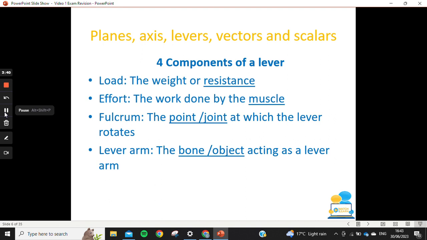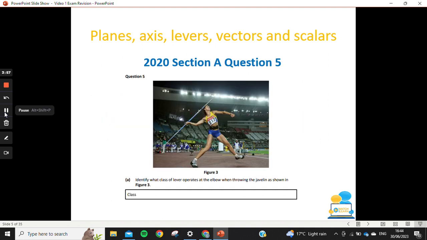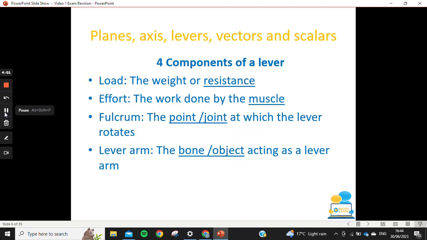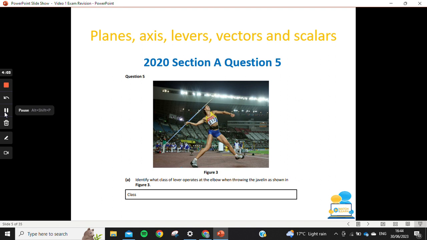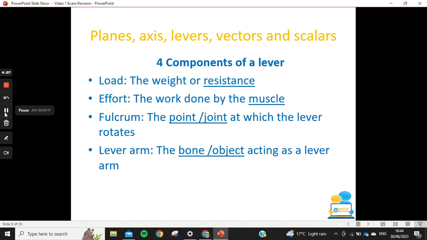The fulcrum is the point or the joint, if it's a human body that's performing the movement, at which the lever rotates, and then the lever arm, which is the bone or the object acting as the lever arm. So as we can see in this scenario, we have the javelin as the resistance. The effort is being done by the triceps muscle, which is extending the elbow.